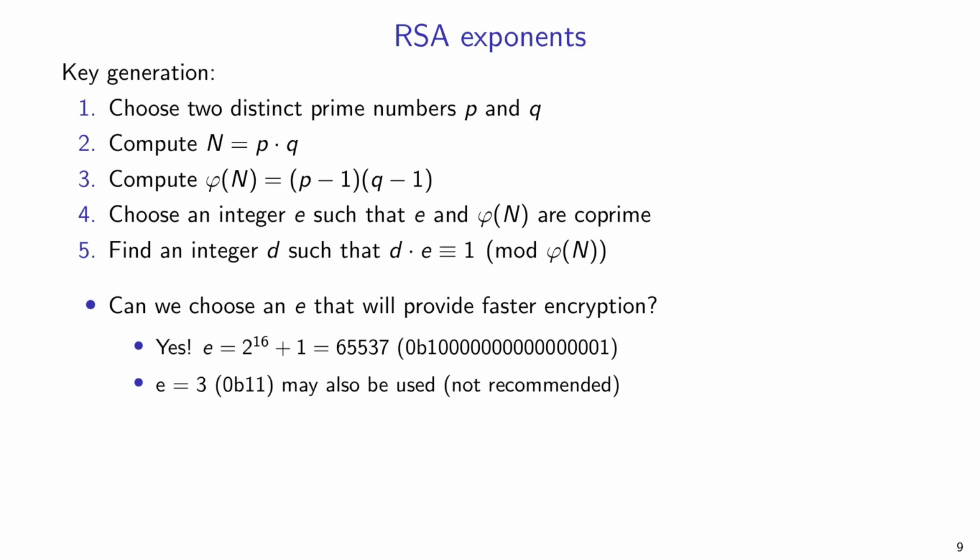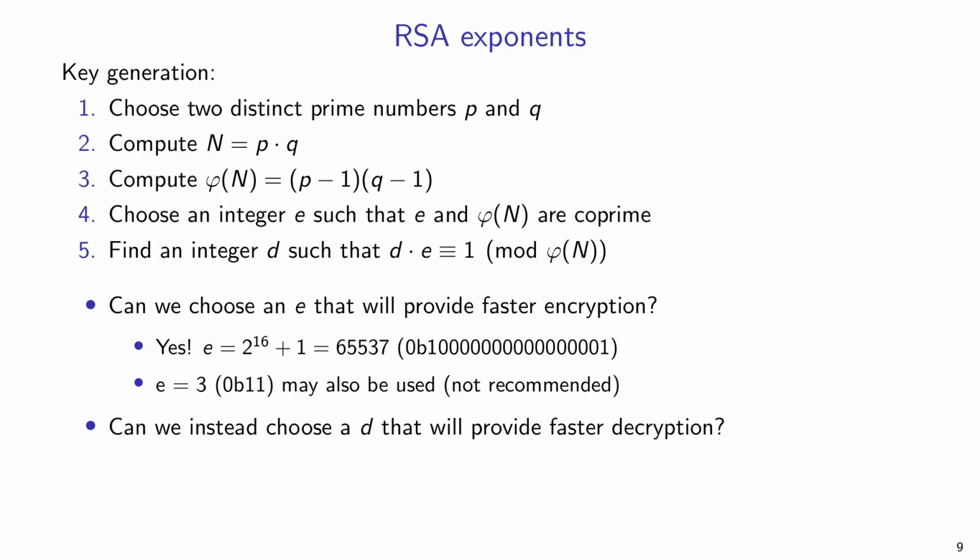This is good for the parties who want to send us encrypted data or to verify our signatures, but it does not help us to perform decryption and signing faster, right? So can we instead choose the private exponent D such that it will provide faster private key operations, faster decryption and signing? The answer is strong no, because this will leak information about the secret D. The value D must be completely random. If an attacker knew that we had D in a form that provides faster decryption, it means that D is not random, and the attacker would have a good chance to guess it.